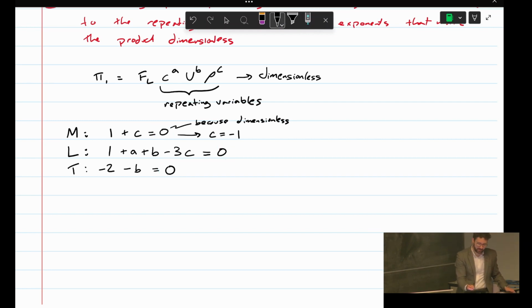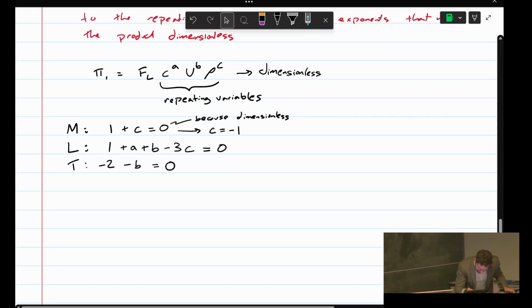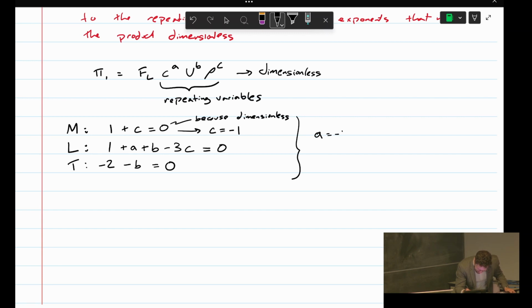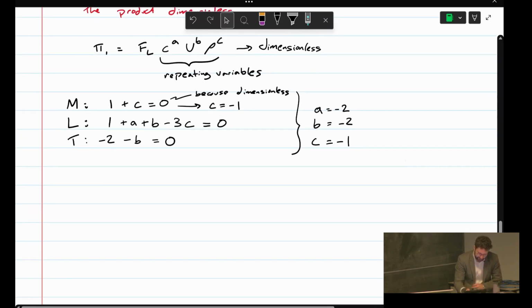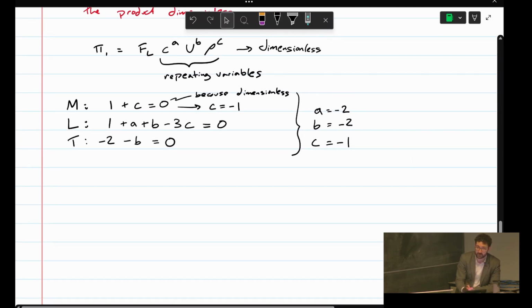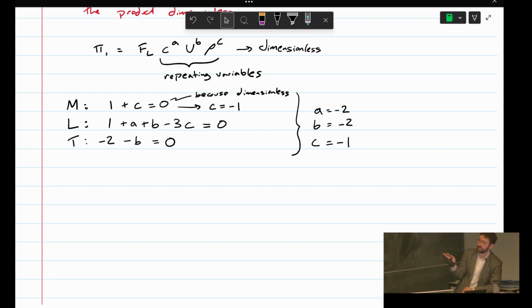So usually you set up the equations before solving, like for C, like what I did here, but just in the interest of time, I'm going to give us the solution of what we would get solving this system of equations. We get A equals -2, B equals -2, C equals -1. I know I skipped the solution there, but I think that's okay. Are there any questions about the setup of the system of equations?